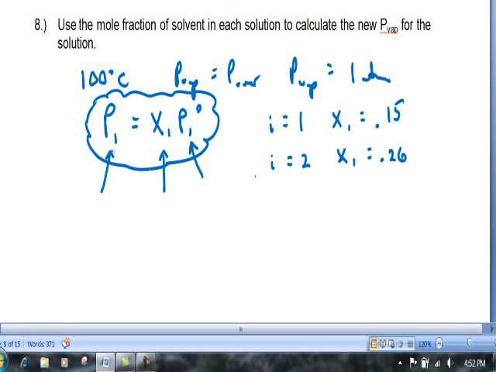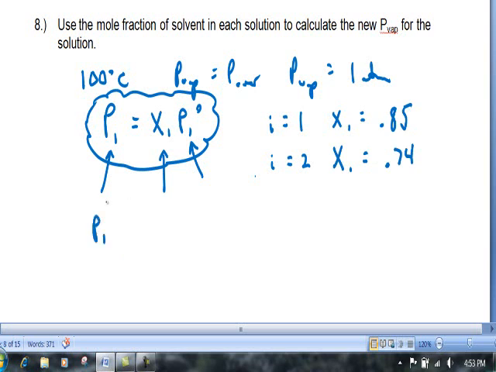Now, from our previous calculation, we found that for our solute, where i equals 1, the mole fraction was 0.15. What we found is the mole fraction for i equals 1 of solvent was 0.85, and for i equals 2, the mole fraction of solvent would be 0.74. Let's use these as samples for our calculation to give an example of how to do this.